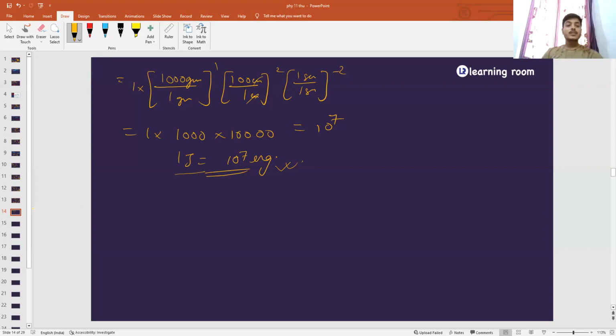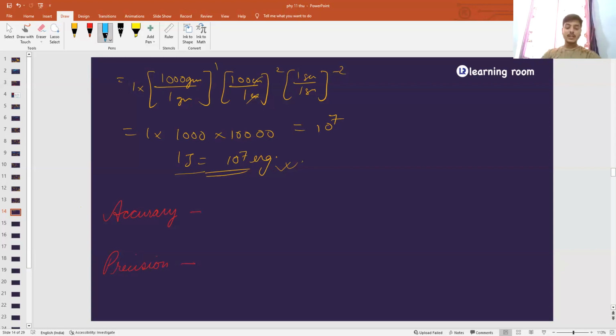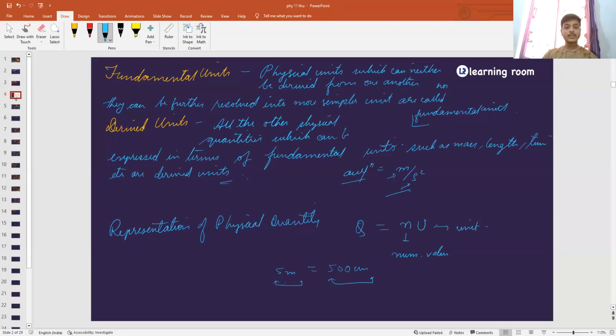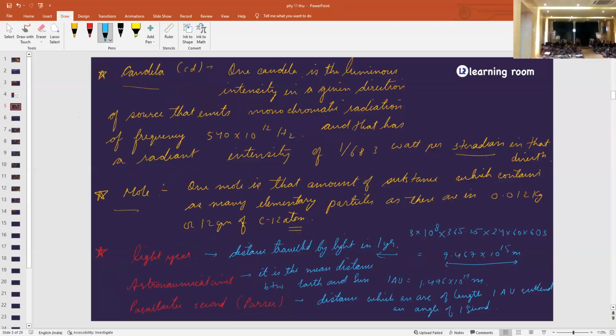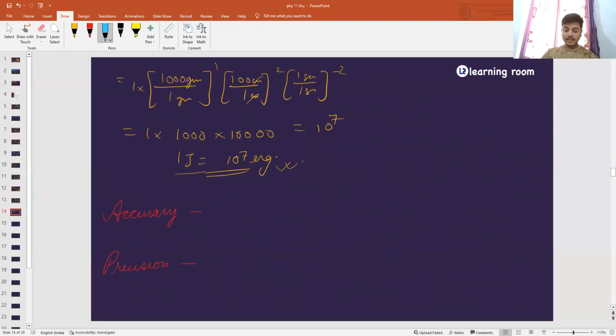See, now we'll study two things. Did we discuss accuracy and precision? We have to discuss accuracy and precision. What is the difference between accuracy and precision? We discussed this? I think we didn't do this. No, sir, we didn't. Okay, so accuracy and precision is what we have to discuss today. First I'll give the definition.